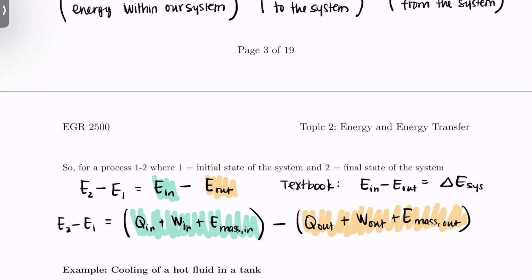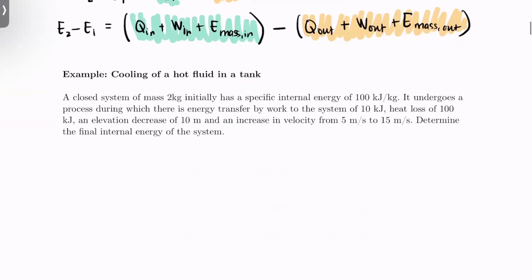So that is terminology in the book, just so you're aware how it relates to what I'm writing in the notes. Okay, so let's do an example. We've got an example about cooling of a hot fluid in a tank. All right, so we have a closed system of mass 2 kilograms that initially has a specific internal energy of 100 kilojoules per kilogram. It undergoes a process during which there is energy transferred by work to the system of 10 kilojoules, heat loss of 100 kilojoules, an elevation decrease of 10 meters, and an increase in velocity from 5 meters per second to 15 meters per second. We want to determine the final internal energy of the system.